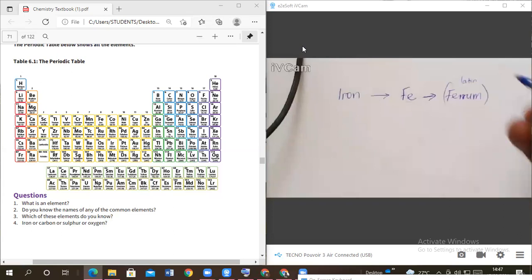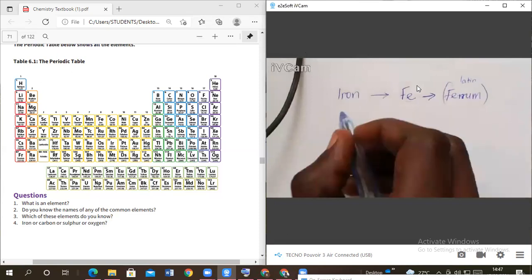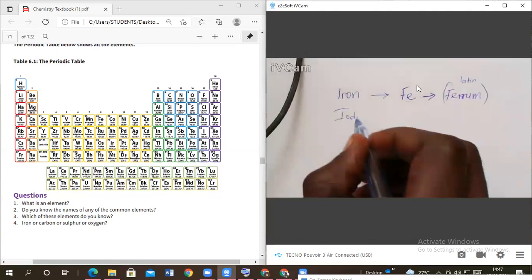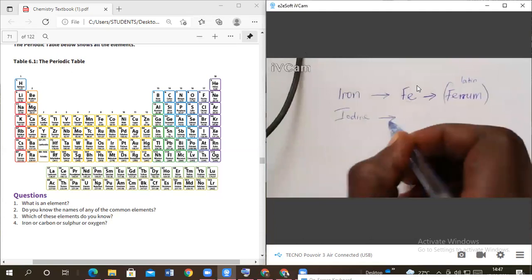Now here we shall not mind the Latin name. We shall only mind the English name, iron. Okay? But if they ask for the symbol, you write for us Fe. Then iodine is written as that. The symbol is I. That is all.